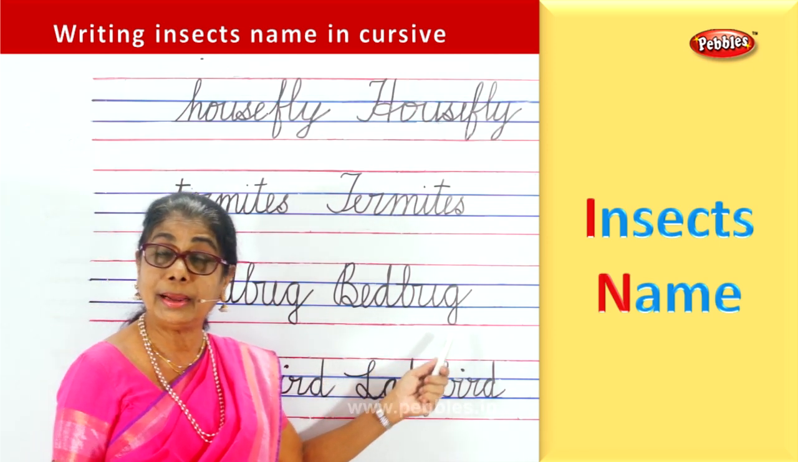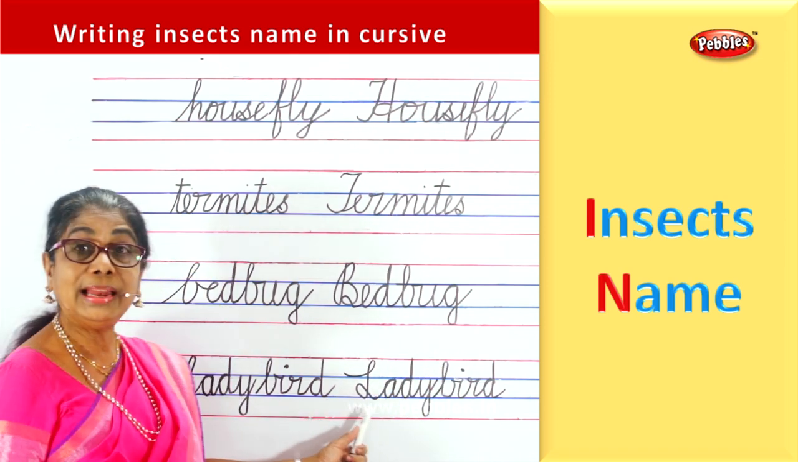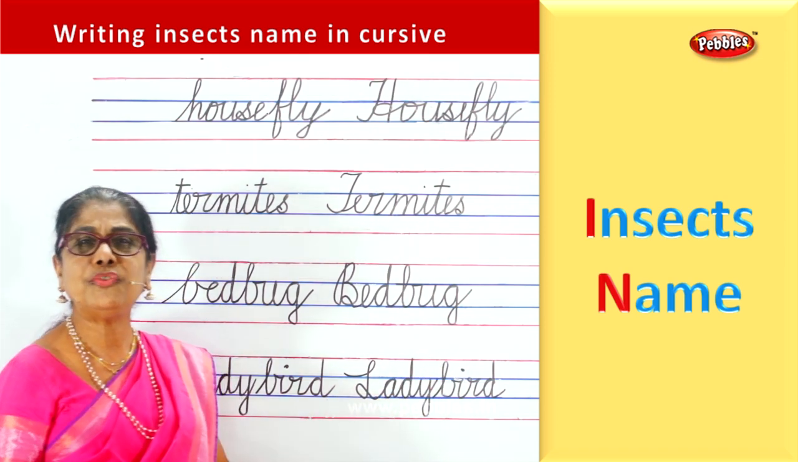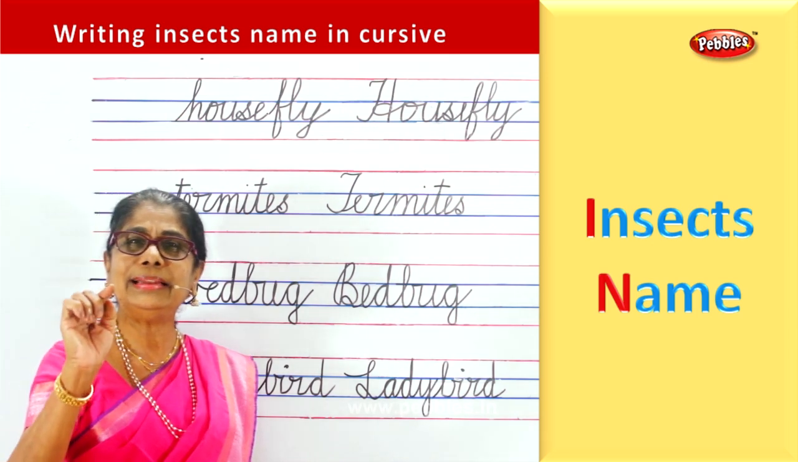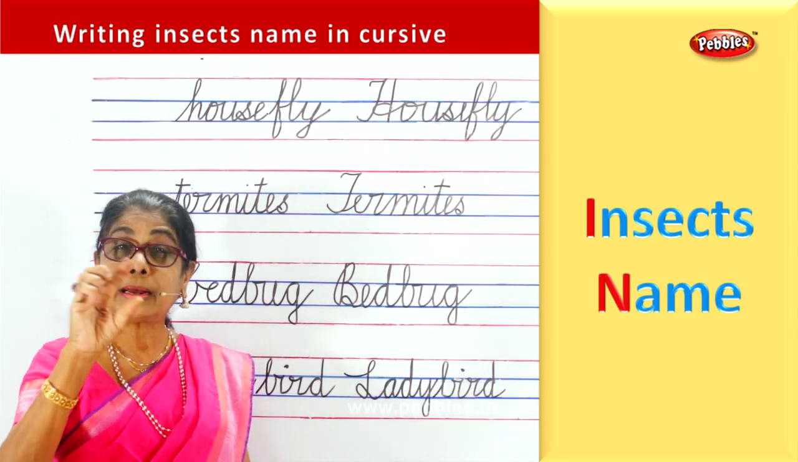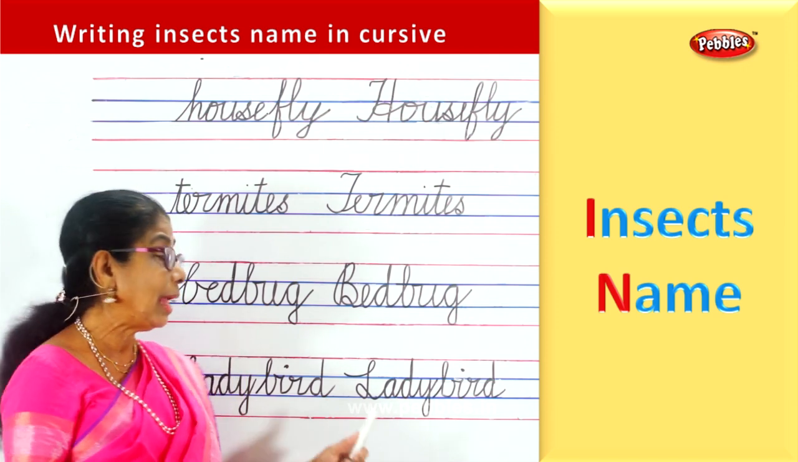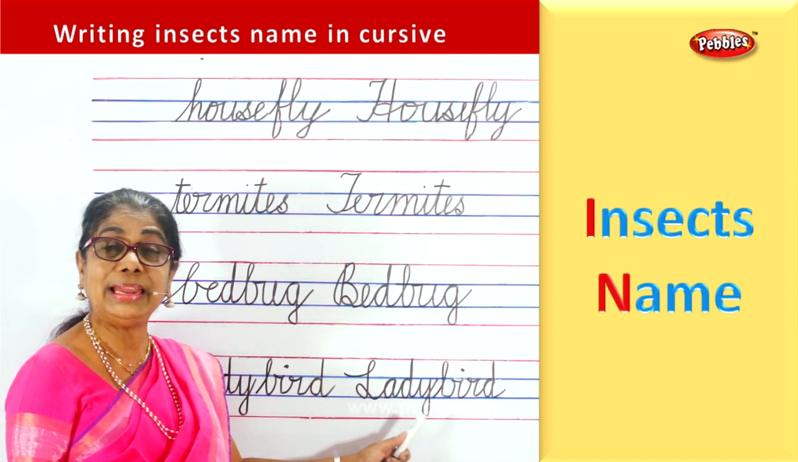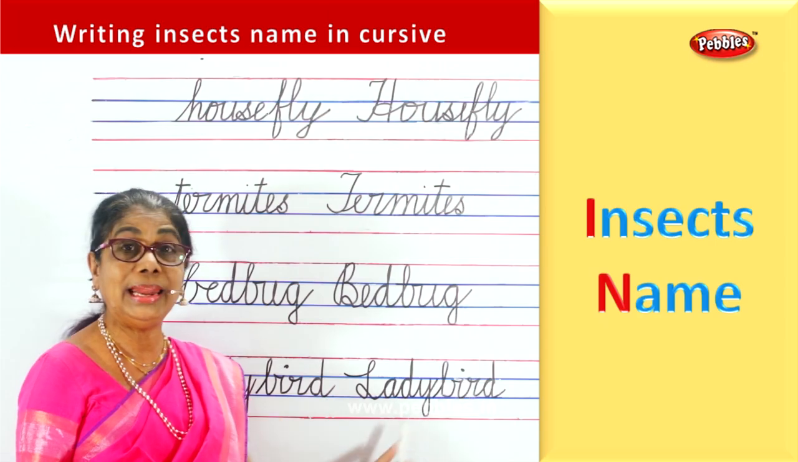B-E-D-B-U-G. Bed bug. Next, we have ladybird, a lovely red insect with black dots. Some are round, some are long, and that's called L-A-D-Y, lady, B-I-R-D, ladybird.